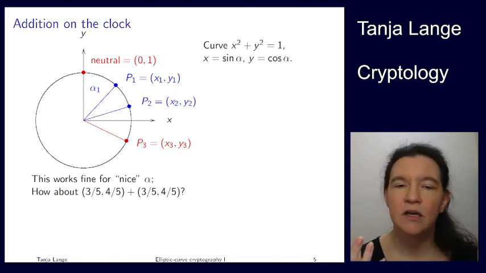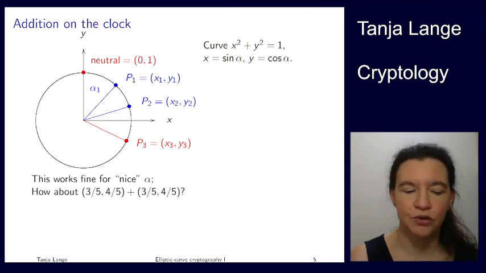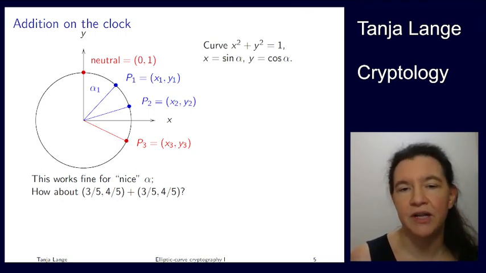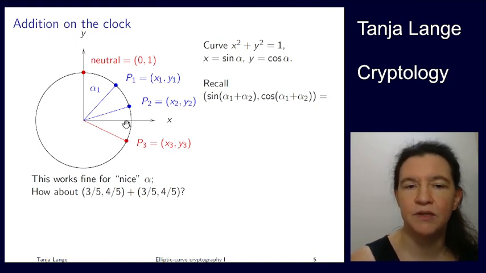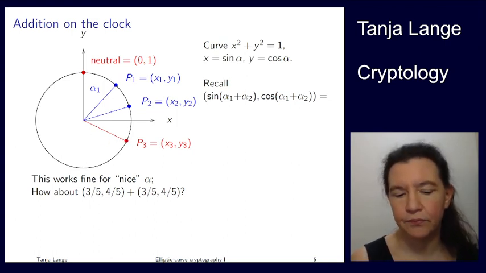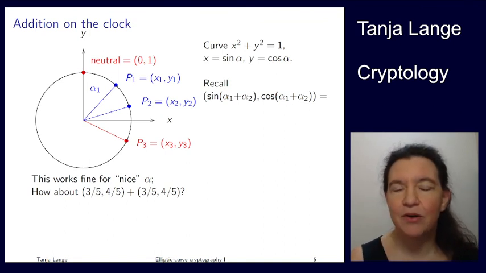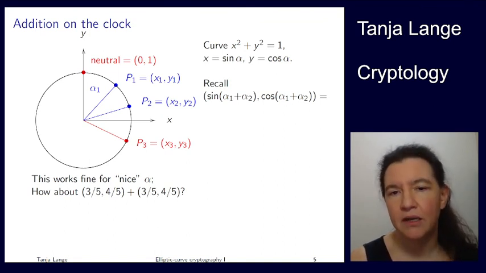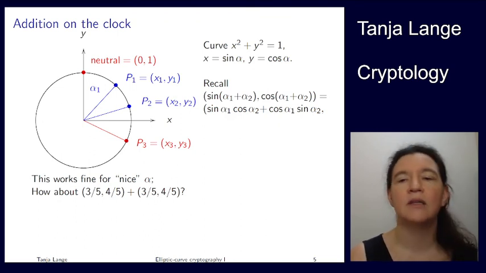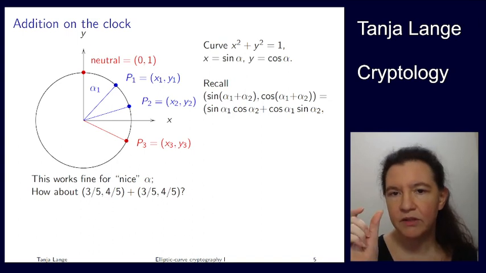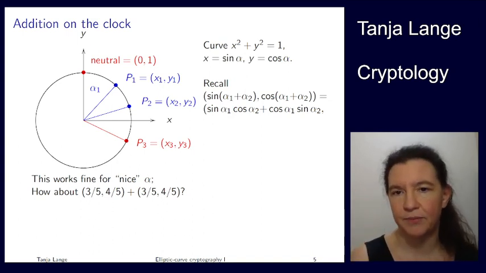And then if I'm asking myself, well, if I add a point P1 to a point P2 with the coordinates at alpha 1 and alpha 2, then where does this point P3 live? So I'm looking at the sine of alpha 1 plus alpha 2, that will be the x-coordinate of this P3, and the cosine of alpha 1 plus alpha 2, that's going to be the y-coordinate of P3. And then, long, long time ago, we learned these formulas, namely that we can expand the sine of alpha 1 plus alpha 2 into the sine of alpha 1 cosine alpha 2 plus the cosine of alpha 1 times the sine of alpha 2.